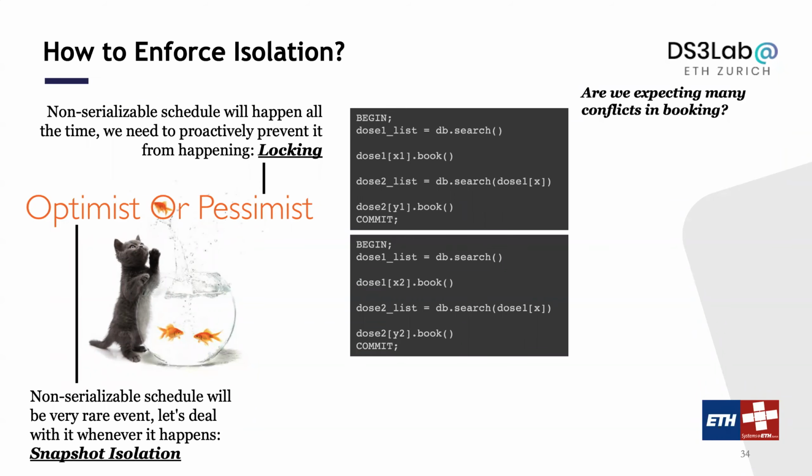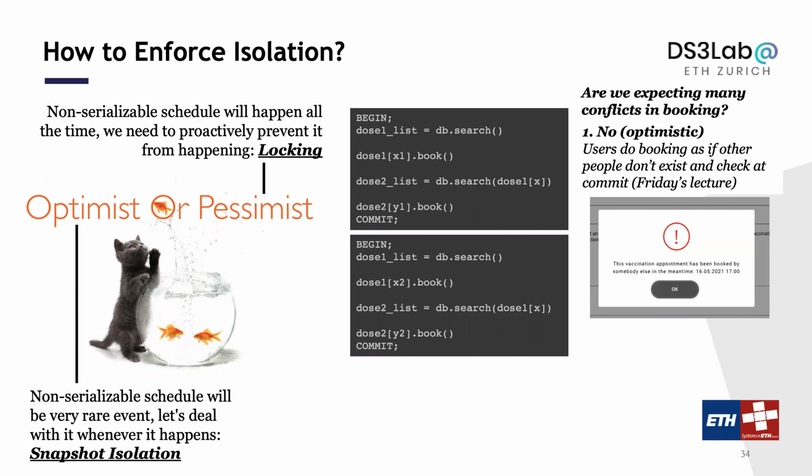Your answer could be no. Maybe people will pick some random slots, so they will not have conflicts. So conflict is very rare. In this case, you could take a very optimistic view, and then you are going to have a system where people just do their booking as if other people do not exist.